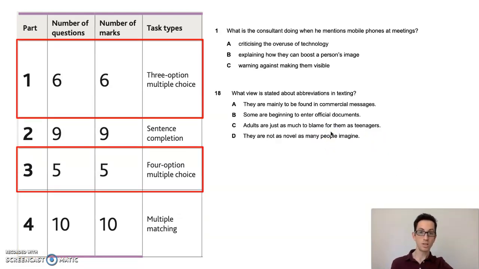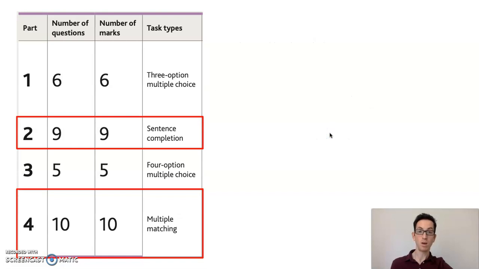A couple of things to notice about the setup here. Parts 1 and 3 are very similar in format. If you look at the number of marks allocated, they are worth 11 marks between them. By contrast, parts 2 and 4 between them are worth 19 marks, and that means that parts 2 and 4 are really the most valuable in terms of marks allocation. So those are the ones where you're really going to want to do very well. In fact, if you were to get all of the marks on part 2 and 4, you would already score about 63%, meaning that these are really the most substantial parts of the listening paper.